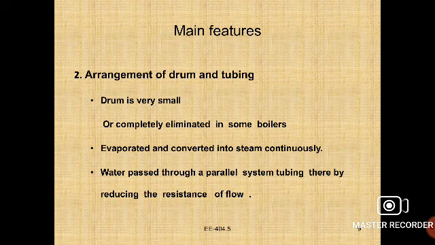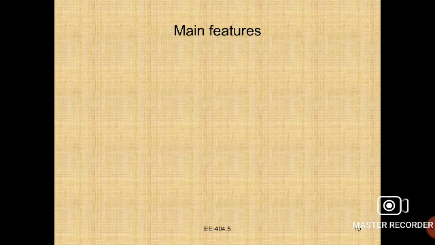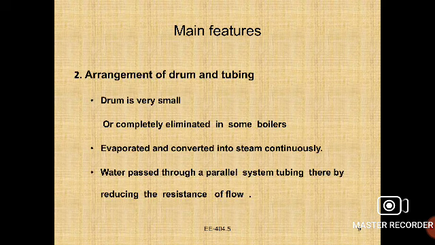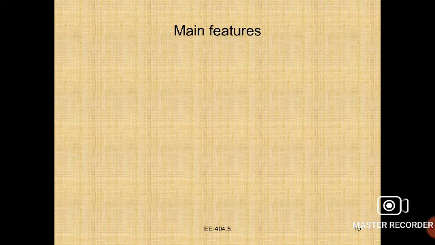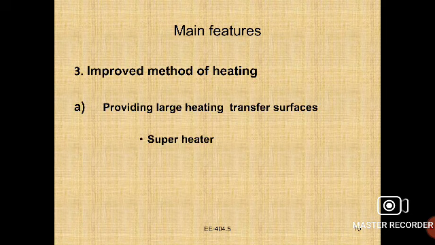To minimize the resistance to flow, the water is passed through a parallel system of tubing. You can observe the same arrangement of drum and tubing here: the drum is very small or completely eliminated in some boilers, water is evaporated and converted into steam continuously, and it passes through a parallel system of tubing, thereby reducing the resistance to flow. These are the main features of modern high pressure boilers.